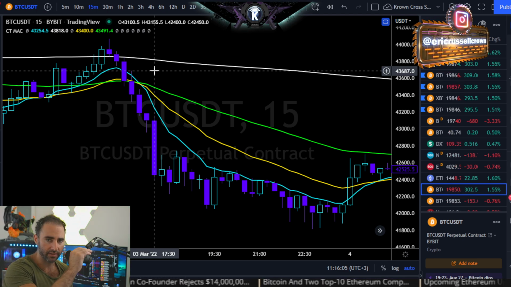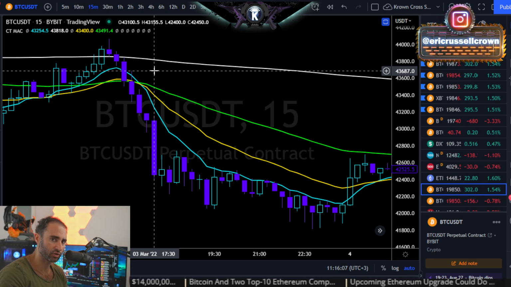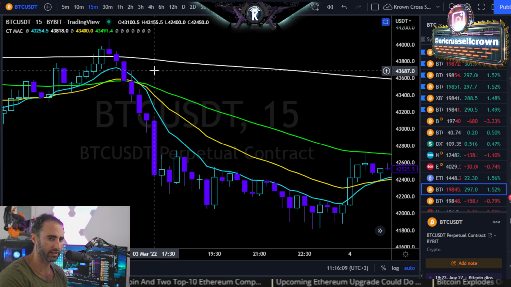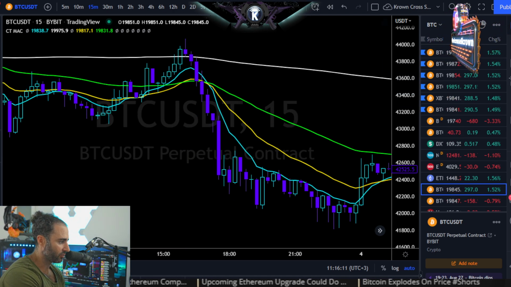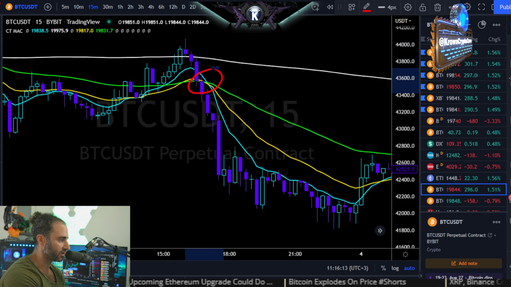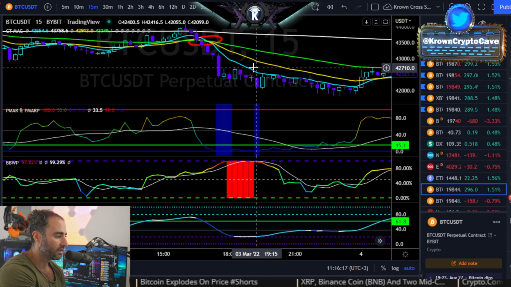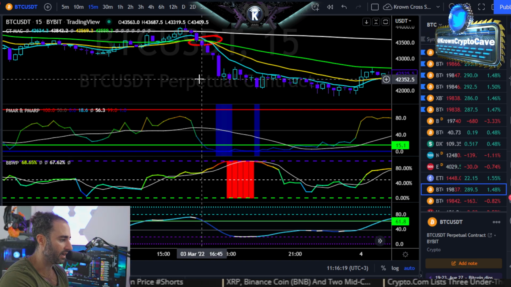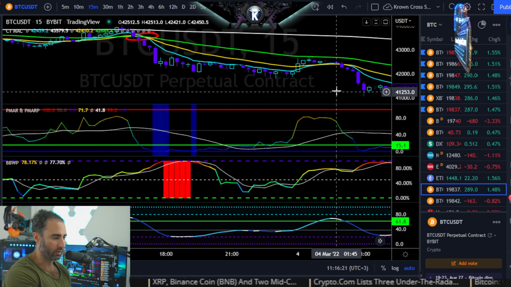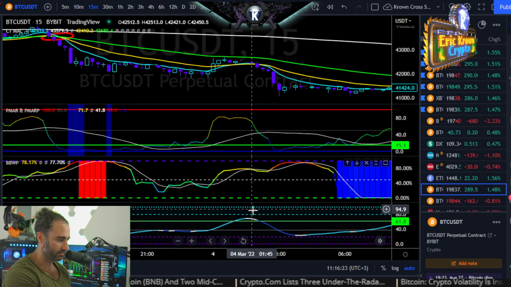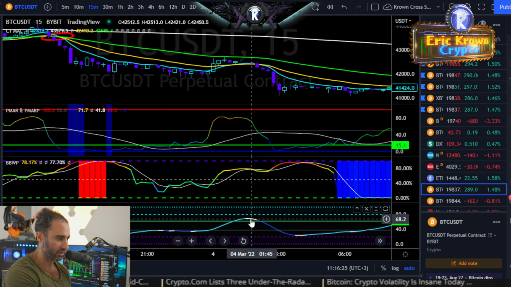We need to see that in the down cross position. So that means the 21 must be below the 55, or the yellow below the green. And that starts right here, obviously. Once that happens, we can start to look for the next set of conditions to be fulfilled. Now we need to see the jewel light turn white, which happens over here. You can see it turns white on the first tick.